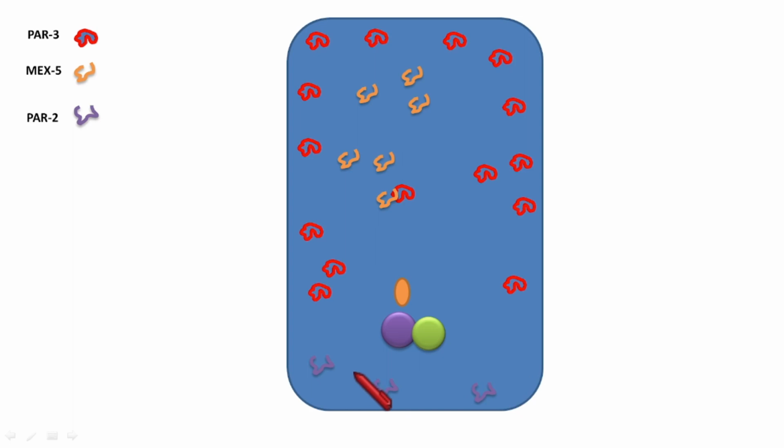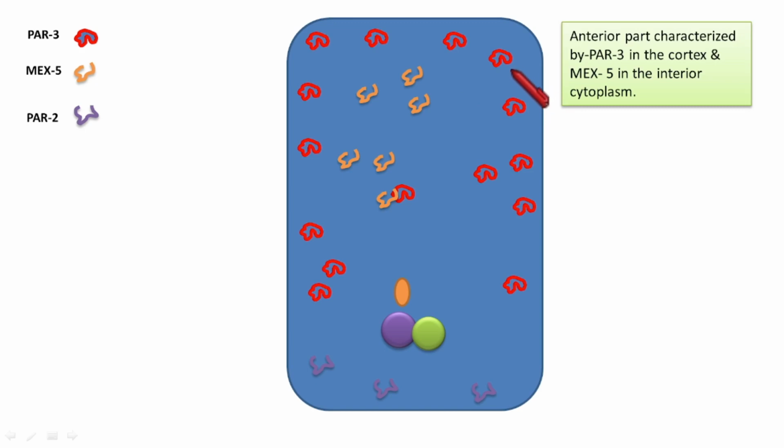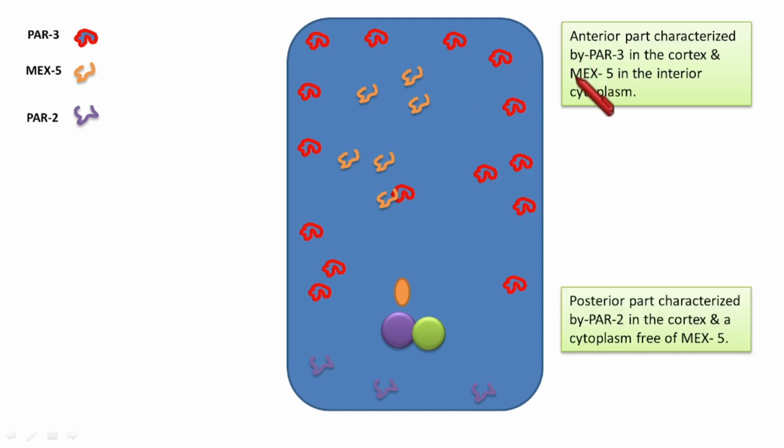Okay, by that way, at this time the posterior-most cortical region of the cytoplasm is occupied by only PAR-2 proteins, while the anterior part is occupied by PAR-3 and MEX-5 proteins. In that way, the anterior part and the posterior part are characterized.